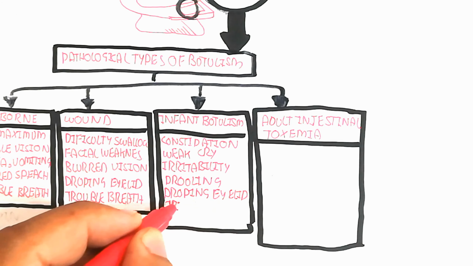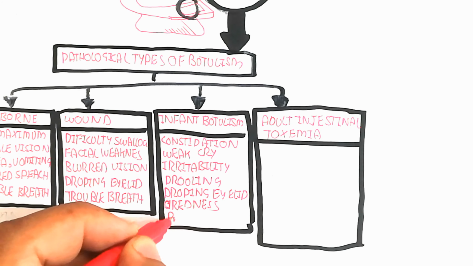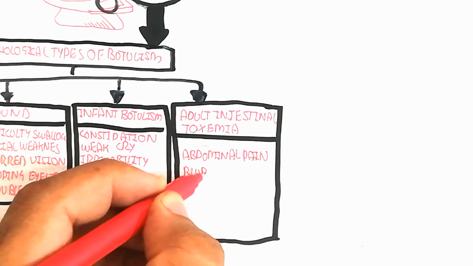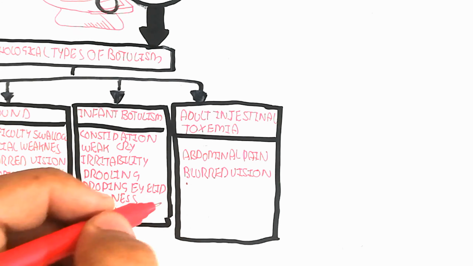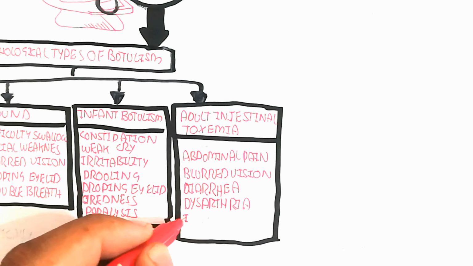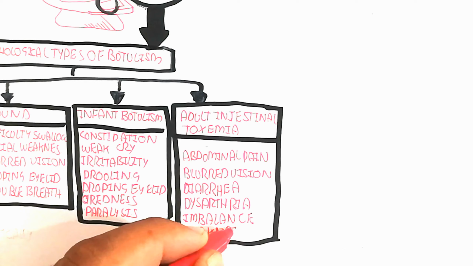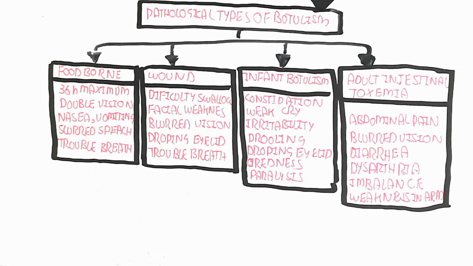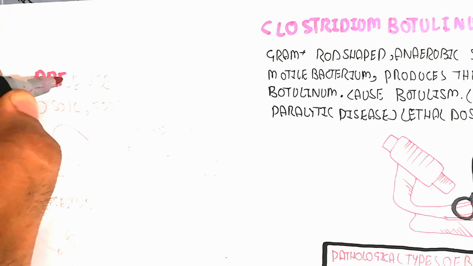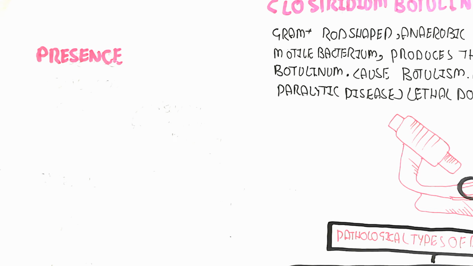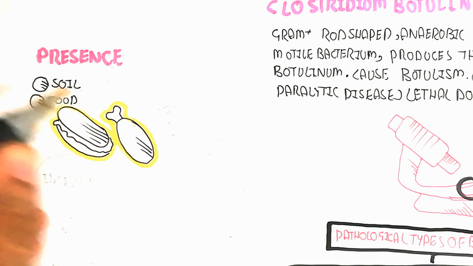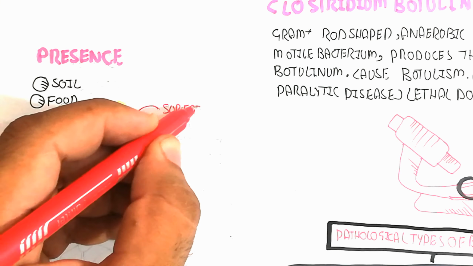Infant botulism features constipation, weak cry, irritability, drooling, drooping eyelid, and paralysis. Adult intestinal toxemia features abdominal pain, blurred vision, and diarrhea, and is due to spoiled food, with dysarthria, imbalance, and weakness in the arms. Infant botulism may also occur through infection via the umbilical cord.